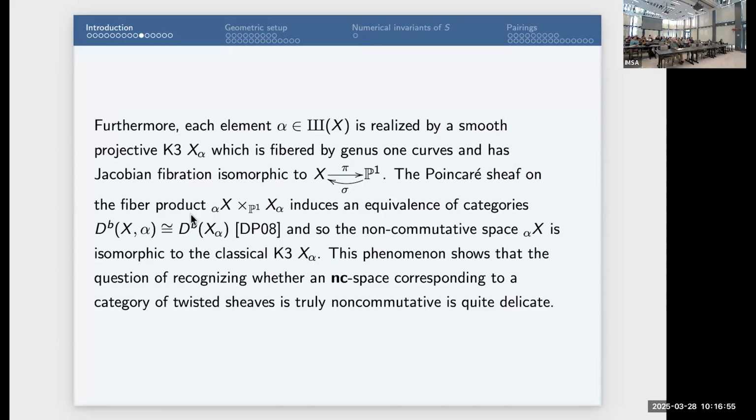But there is a Fourier-Mukai equivalence between alpha X and X_alpha. That is an equivalence of categories between D^b of X twisted by alpha and D^b of X_alpha. So the non-commutative space alpha X is secretly isomorphic to the classical K3 surface X_alpha. So it's not truly non-commutative. This phenomenon shows that the question of recognizing whether a non-commutative space corresponds to a category that is truly non-commutative is quite subtle.